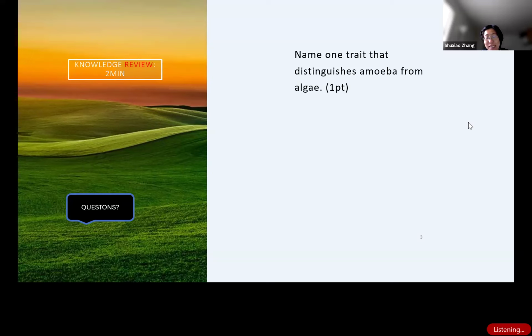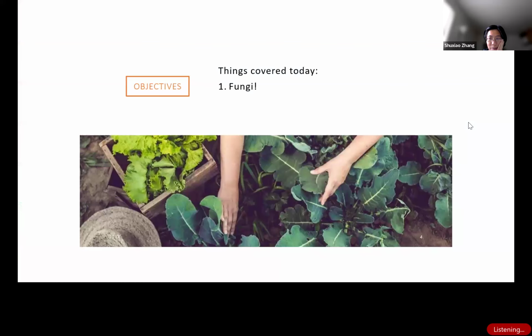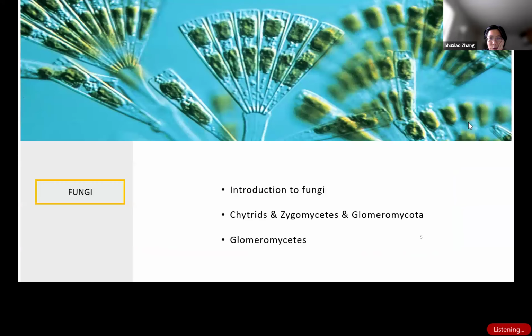So amoeba needs to eat things to live. And that is actually what ties in really well with the fungi, because fungi are also heterotrophs. So that brings us to today, which is our fungi lecture. We're going to introduce and orient ourselves to the fungi, and then we're going to talk about 3 of the main groups in there.